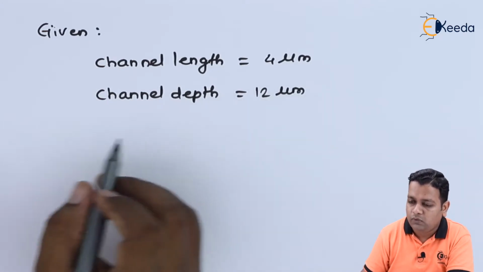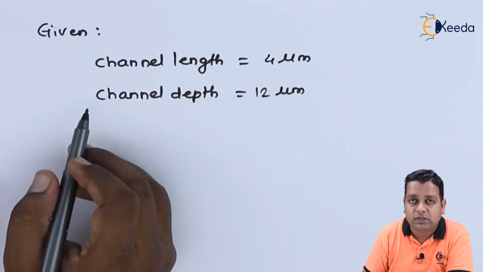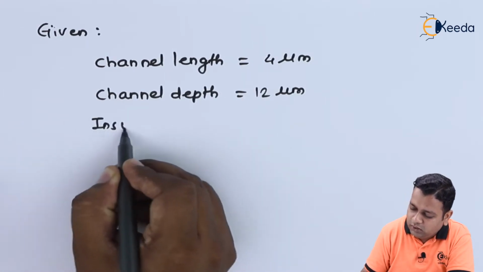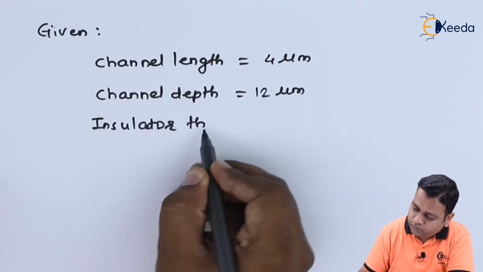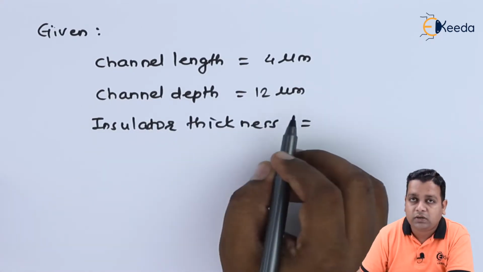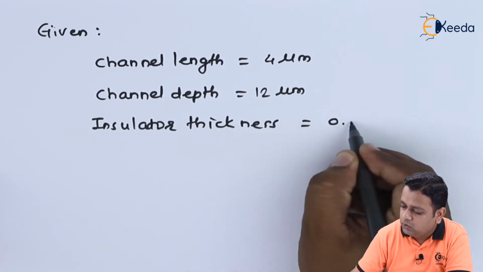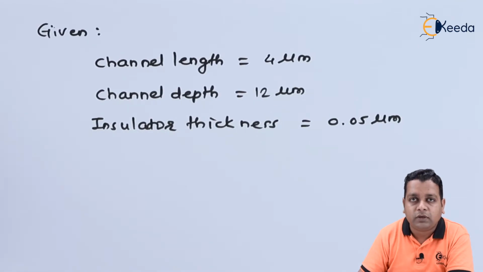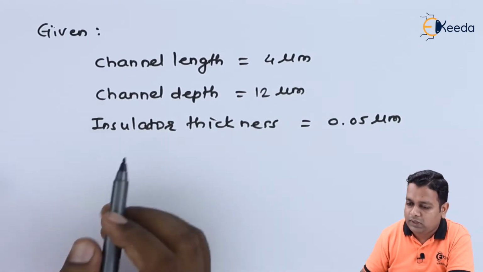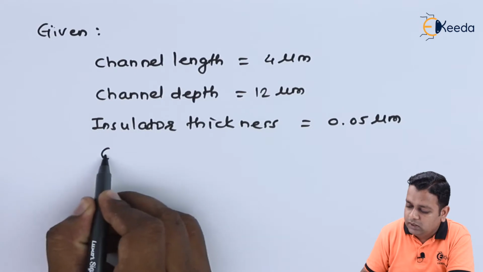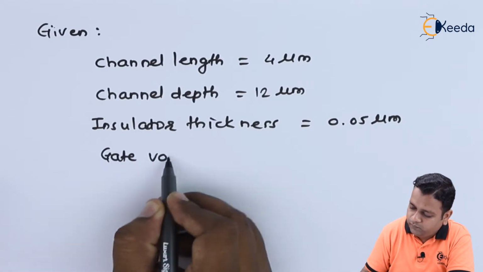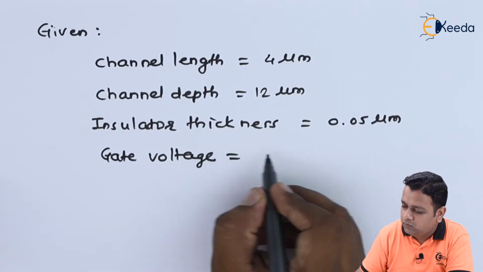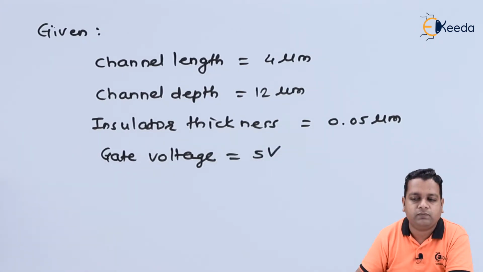After the channel depth, we have another dimension that is represented by D and is nothing but the insulator thickness. So insulator thickness has the value 0.05 micrometers here. After that, we have some voltages. The voltage denoted by Vg is nothing but the gate voltage. So gate voltage is equal to 5 volts.